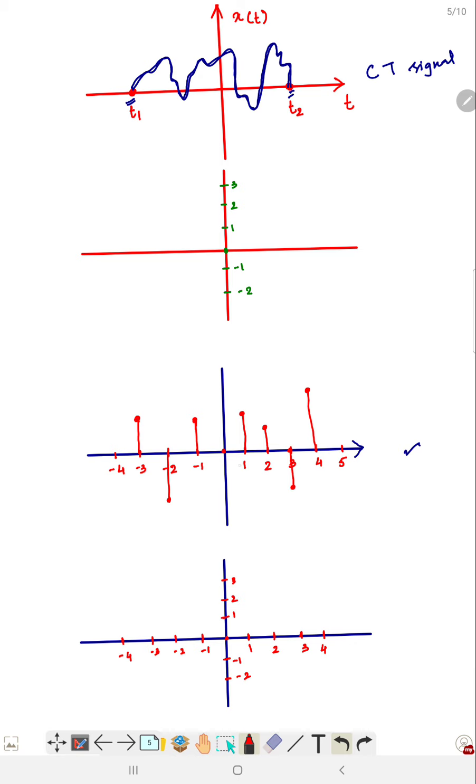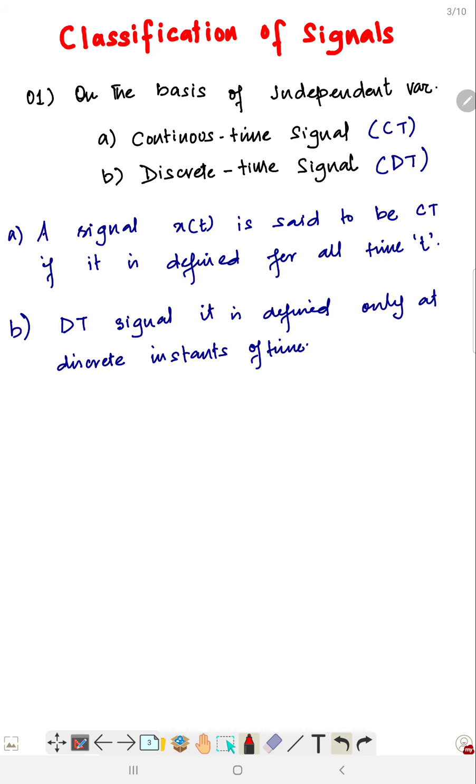So you may have a signal value at 1, 2, 3, but not in between 1 and 2. Fine. So we call such a signal a discrete time signal. Now this is the fundamental classification, continuous time and discrete time. So much so that we have a separate kind of representation for a discrete time signal.